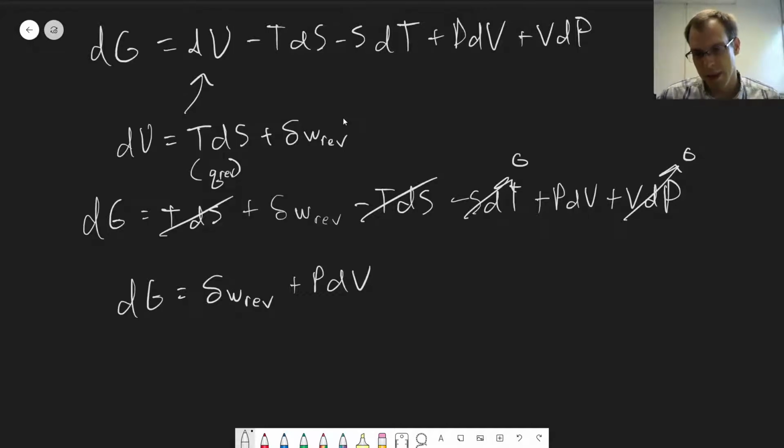Okay, and so we're close to what we had with the Helmholtz energy, where the change in Helmholtz energy was equal to the work. But we have a slight difference here. We have this plus PdV term. So let's think about this.